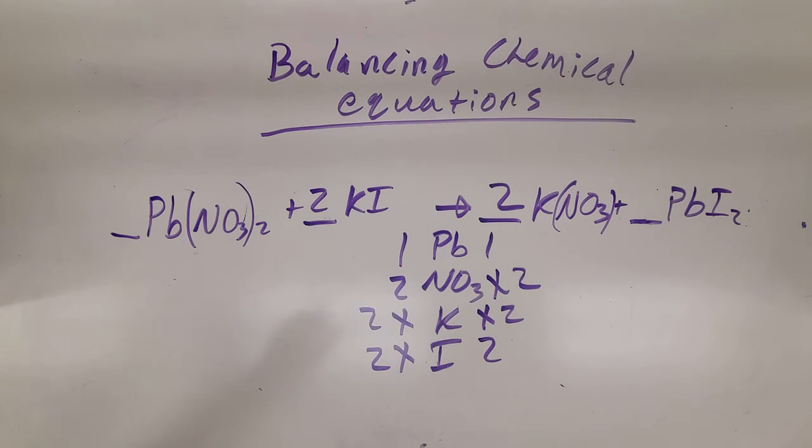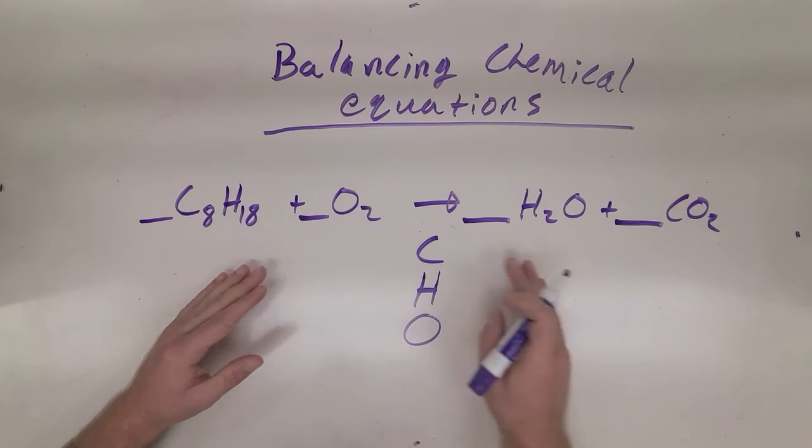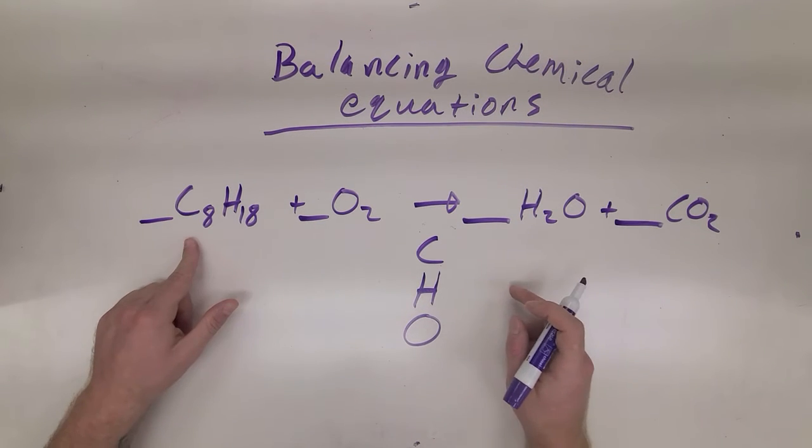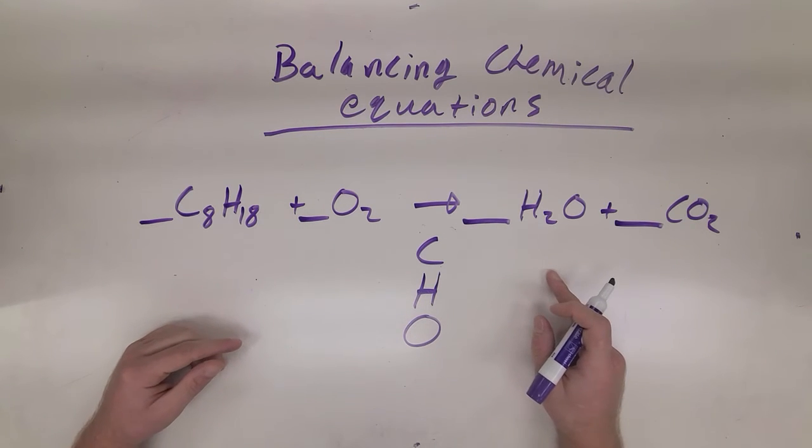We're going to look at just one more example of that. So we just write down the elements that are participating in this reaction. We have carbon, hydrogen, and oxygen. It's on both sides. Here's what we're going to do.